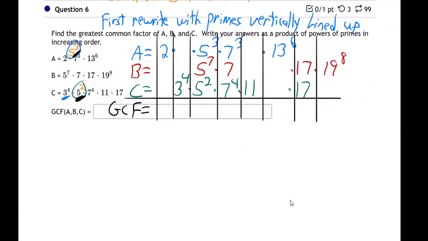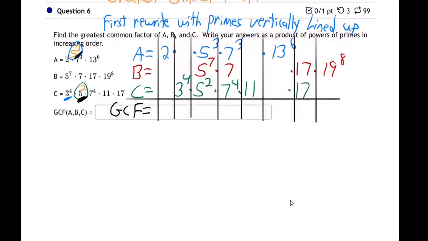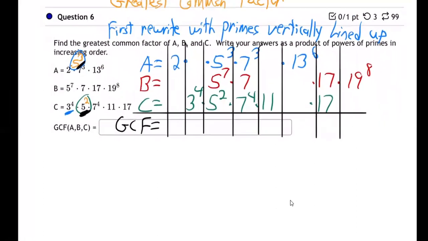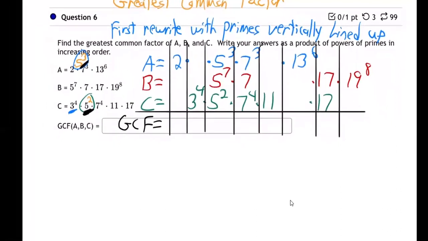And so my first step here is I first rewrite the primes vertically lined up. See how I give the 2's one column, and then the 3's, and then the 5's, and then the 7's, 11, 13, 17, 19. I give every prime its own column. I rewrite them all lined up. Okay, so now I'm going to figure out what is the GCF.